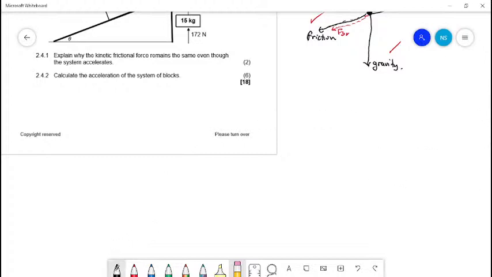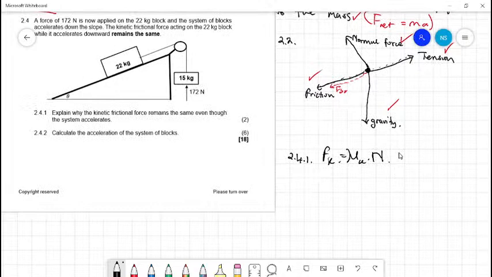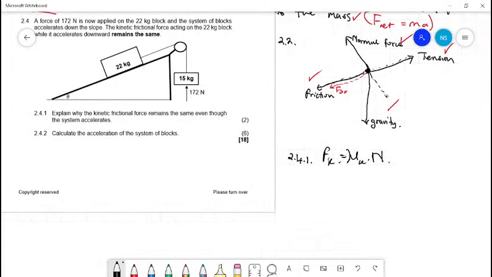So Fk is calculated using 2.4.1. It's calculated by micro K times the normal force. That's the formula to calculate our frictional force, right? So our normal force in this case of the incline, remember we were on an incline, right? The normal force in this case, from the free body diagram, will be balanced by the Fg perpendicular. So this is the same as micro K times mg cos of theta. So that's the formula to calculate the kinetic frictional force.